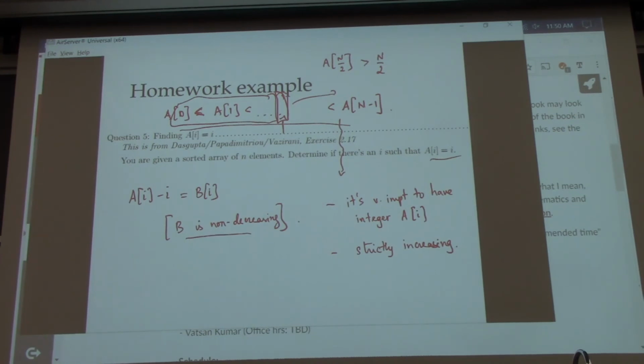The fact that it's using i, does that mean it's integers, because it doesn't explicitly say that? Yes, this is a bad phrasing of the problem. So it has to be integers, and they have to be strictly increasing.